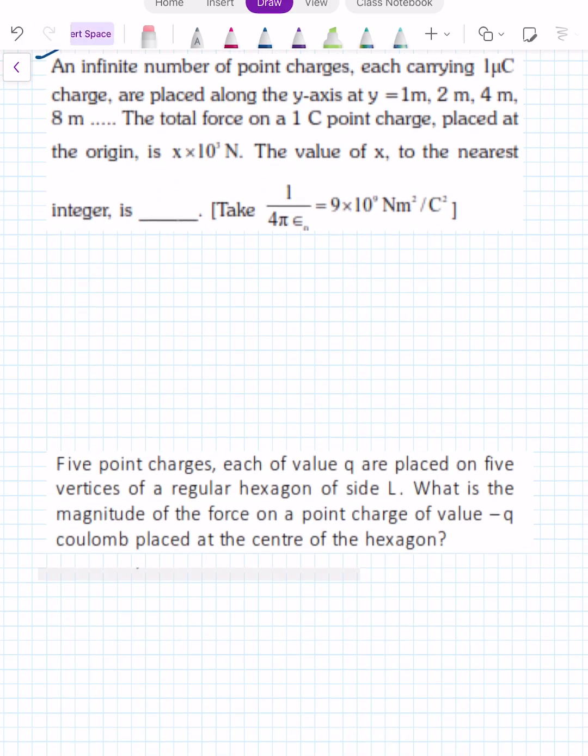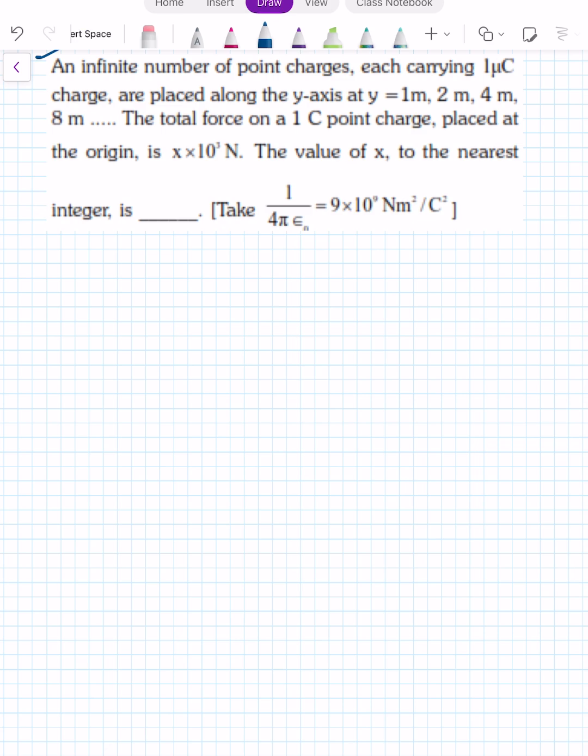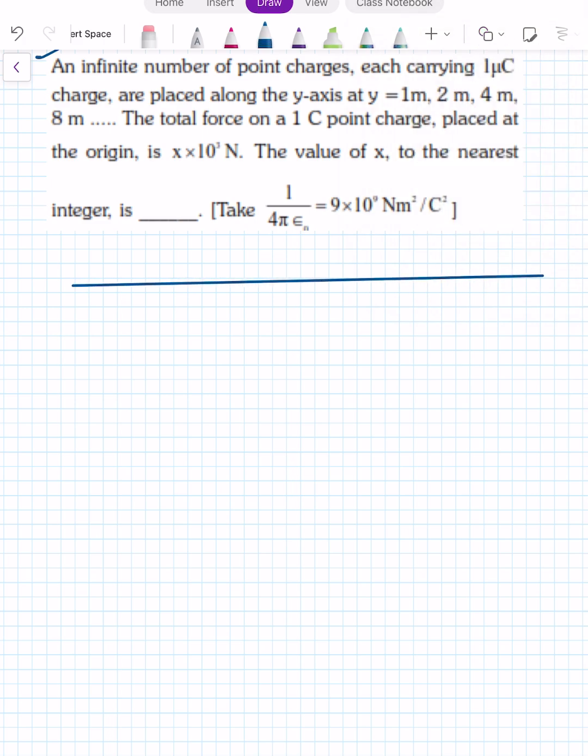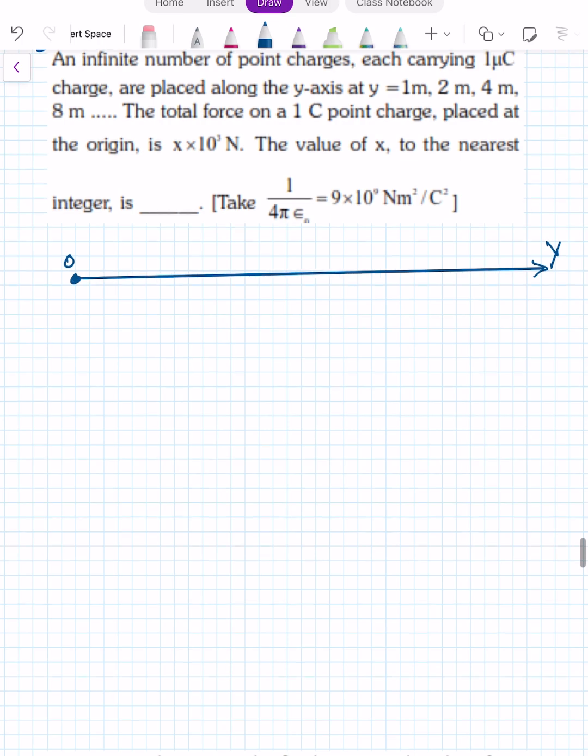Infinite number of point charges are there, each carrying 1 microcoulomb charge. Say this is the origin. They are placed along the y-axis. Assume this is the y-axis. Generally we take the x-axis, but assume, no problem. Along the y-axis at y equal to 1 meter, 2 meter, 4 meter, 8 meter and so on.